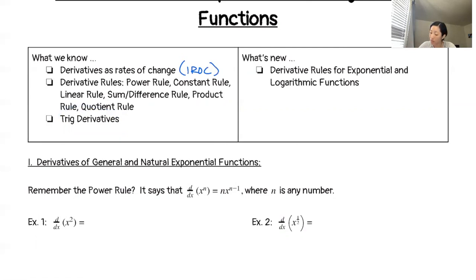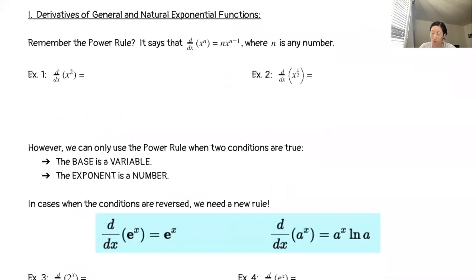Now, what's new, we're going to be looking at derivative rules for exponential and log functions, okay? And so we're going to learn a few more rules here. And it's really important that we remember as we're learning rules, we're constantly asking ourselves, when do we use what? Not just how to use it. That's an important question, okay? So we want to still think about how we use rules, but more specifically, we want to think about how we know when to use those rules, okay? So let's get started with the derivatives of general and natural exponential functions, okay?